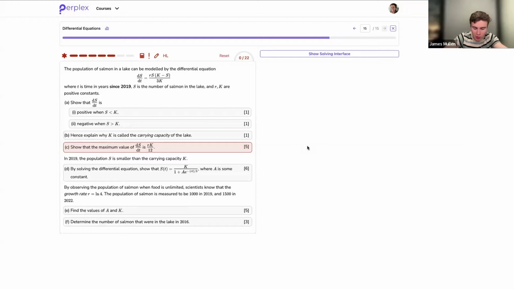I have a differential equation that is separable. So what I'm going to do is bring all the terms in s to one side. I'm going to have ds over (sk minus s) is equal to r over 3k dt, and I'm going to integrate both sides. Okay, now the right-hand side is pretty easy. This is just going to become rt over 3k plus some constant c. The left-hand side is a bit trickier. I have to use partial fractions.